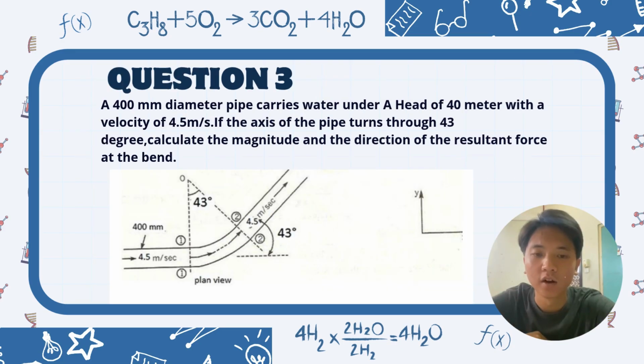Question 3. A 400 millimeter diameter pipe carries water under a head of 40 meter with a velocity of 4.5 meter per second. If the axis of the pipe turns through 43 degrees, calculate the magnitude and the direction of the resultant force at the end.